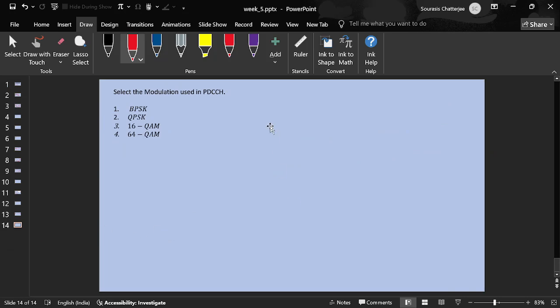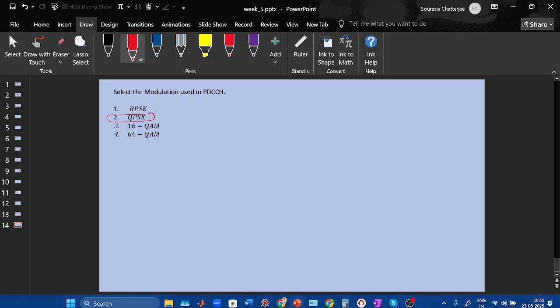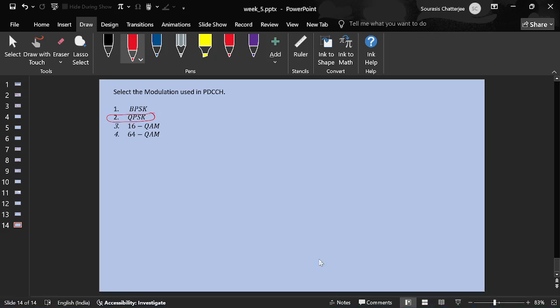So this is the last question. It's quite easy for you. What is the modulation scheme used for PDCCH? We have already discussed it. Yeah, correct, the second one. So this is QPSK, and so we can conclude the session here.